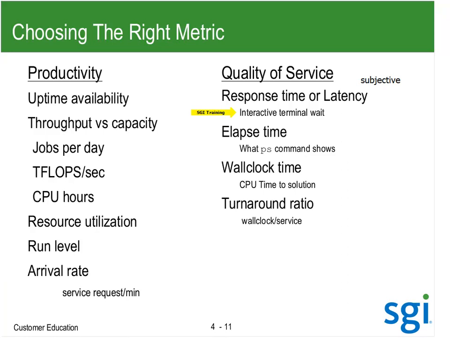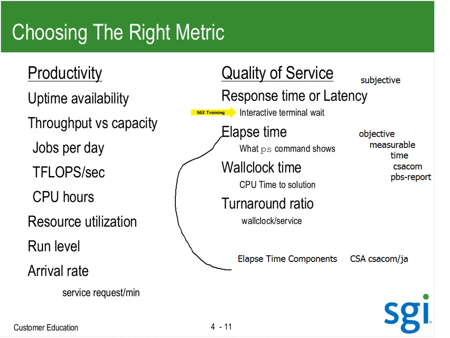So then I want to get into the quality of service metric, elapsed time, which is objective and measurable. And things like the time command, CSA com, and also things like the PBS report, all can give me elapsed time. But one of the things I try to do here now is break that into elapsed time components. And again, CSA with csacom -ja helps me in that area. And I also have the get delays and a command that I've got called task logger. So we're going to come back to elapsed time components once we start getting some data.